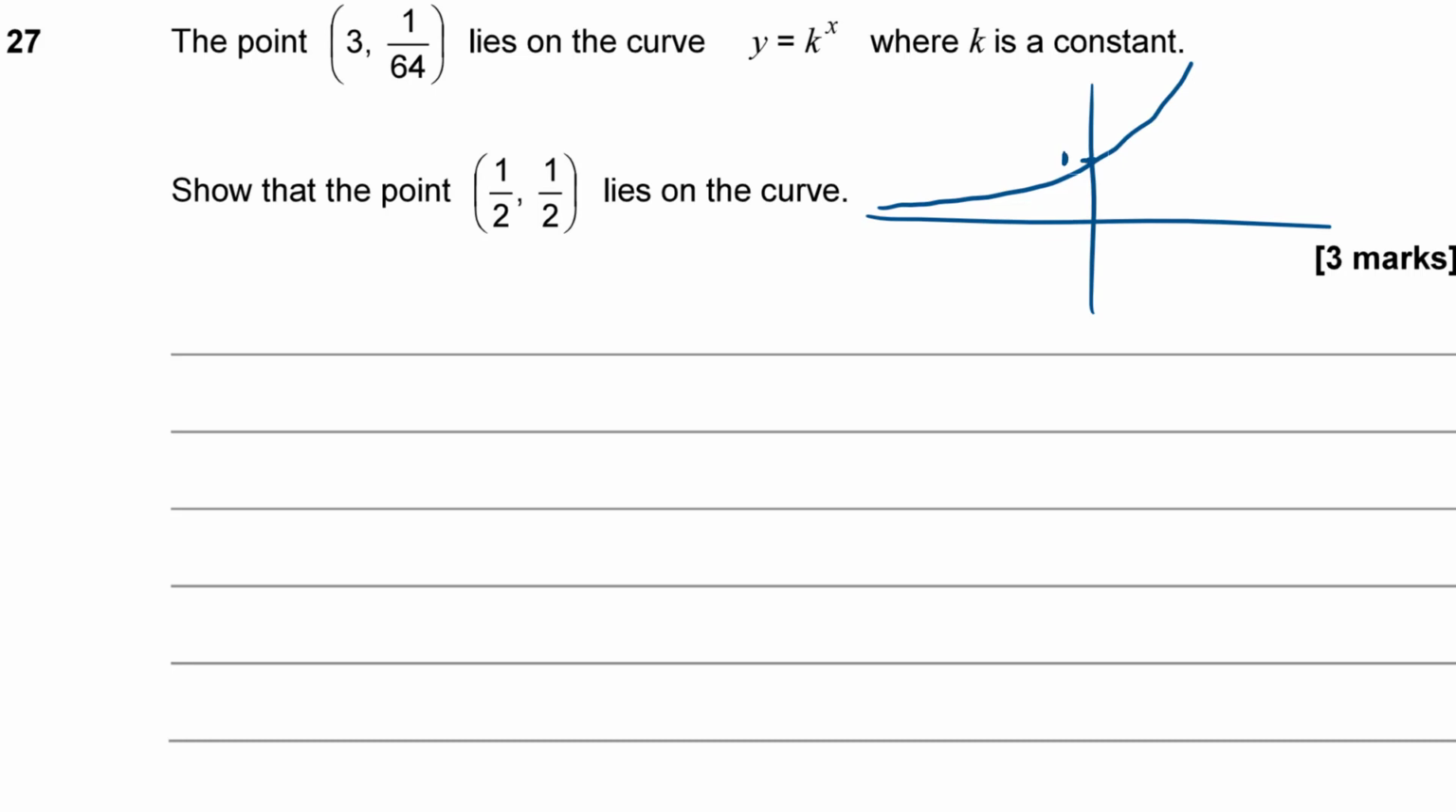It's going to be 1, because at that point x is 0 and anything raised to the power of 0 is 1. So it always goes through 1 there. Left of the y-axis, it's getting smaller and smaller, approaching 0 but never touching. And right of the y-axis, it is increasing, getting steeper and steeper. Okay, so where is the point (1/2, 1/2)? Show the point lies on the curve.